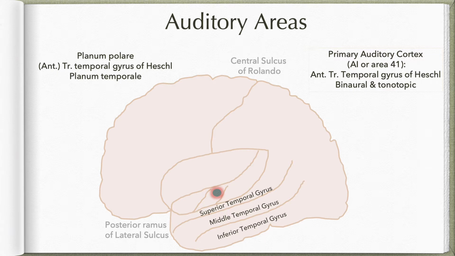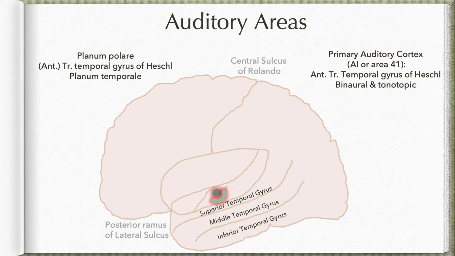This has a binaural representation, that is, it receives auditory input from both the ears, and it has tonotopic arrangement, that is, the sound waves with lower frequency are represented anterolaterally and the sound waves with higher frequency are represented posteromedially.